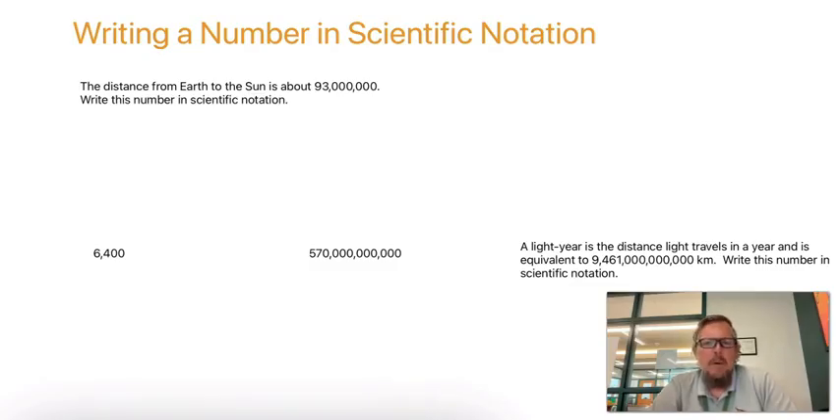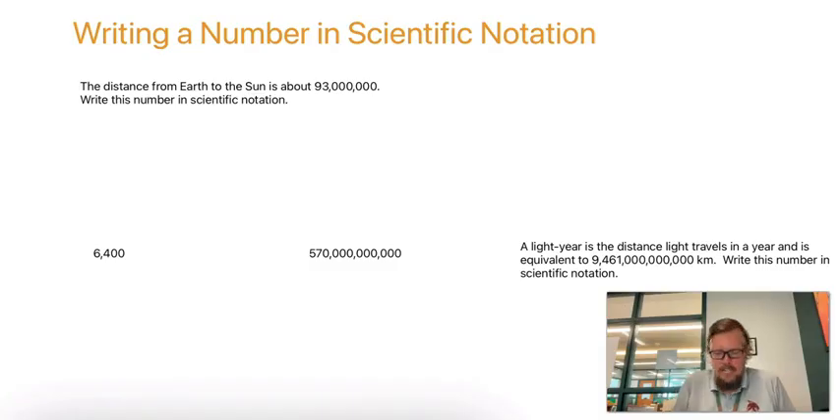So let me show you what I'm talking about with this first example. It says the distance from Earth to the Sun is about 93 million. That should say 93 million miles. Let's put a unit on there. Write this number in scientific notation. So anytime you write scientific notation, you write your big number times 10 to some power.